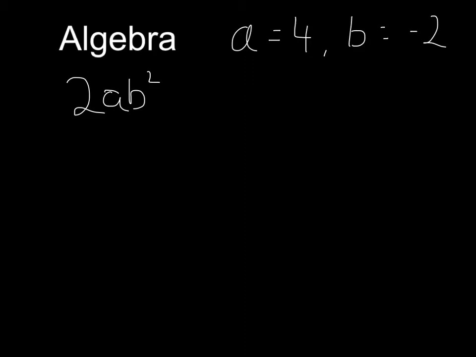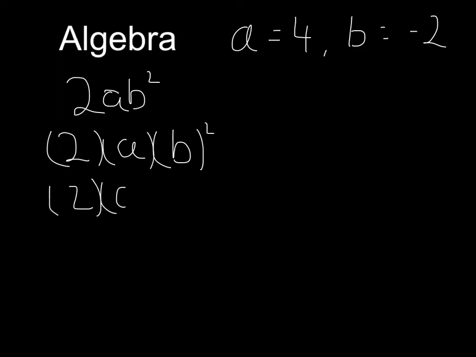Now, that's just short for 2 multiplied by a multiplied by b squared. And that's just the same as 2 multiplied by a multiplied by b by b. So b squared is just b by b. A is here and the 2 is here. So all you have to do now is plug in the values of a equals 4 and b equals minus 2. So let's do that then.